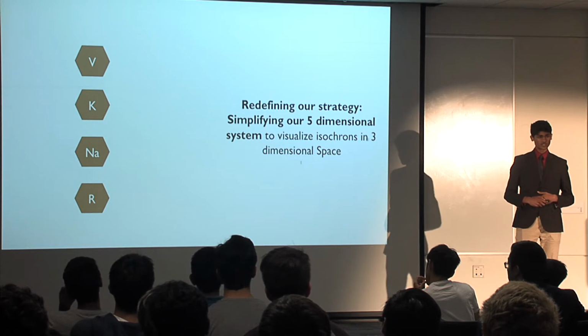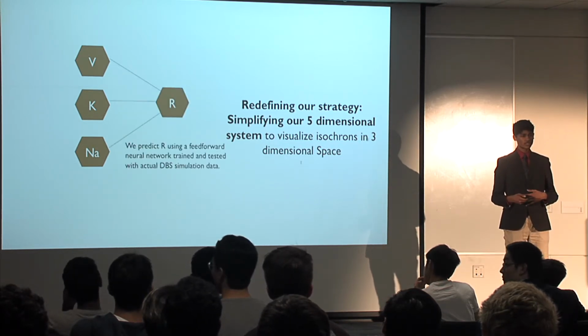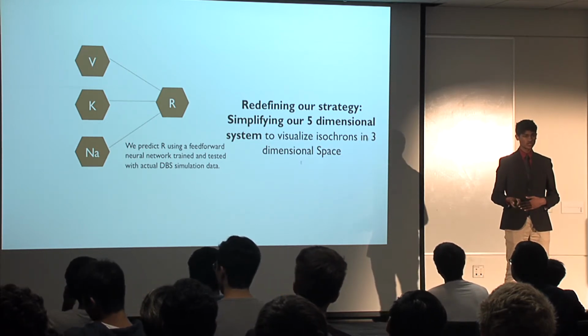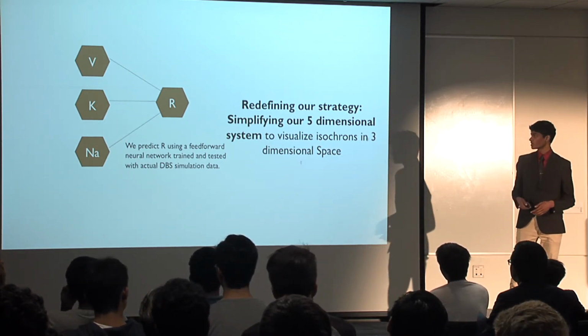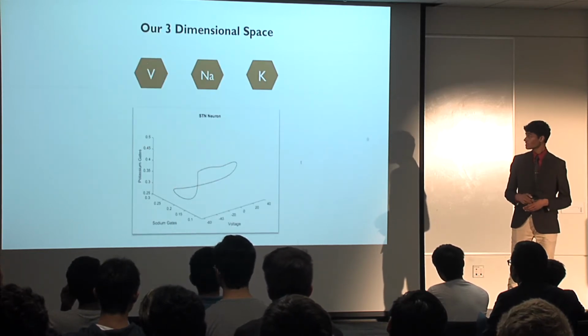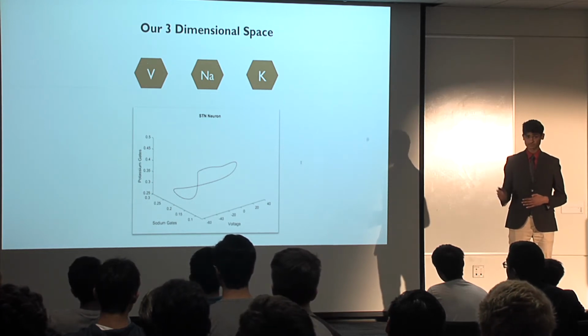Next, we consider the 4 remaining variables. We predicted R using a feed-forward neural network. Although this wasn't perfectly accurate, since we showed that R contributes so little to our current, we can pretty much approximate this without affecting the accuracy of our simulation too much. So this was our 3-dimensional space, and this is how that stable limit cycle looks.